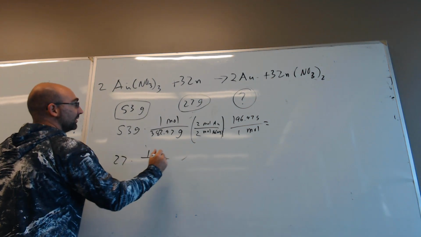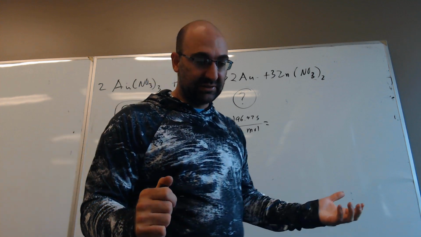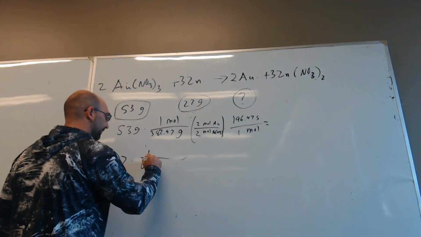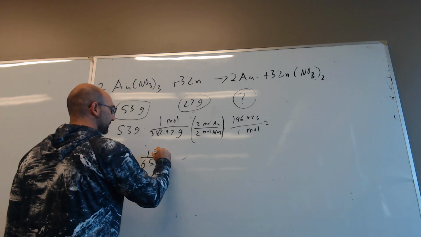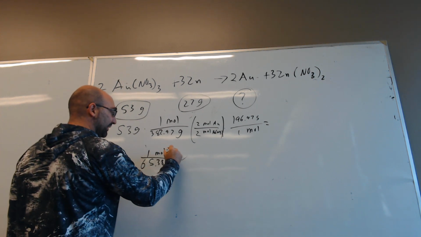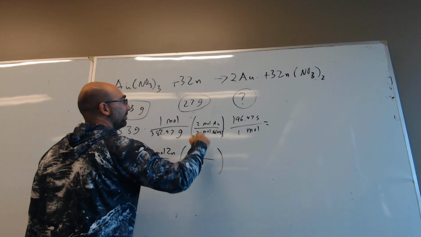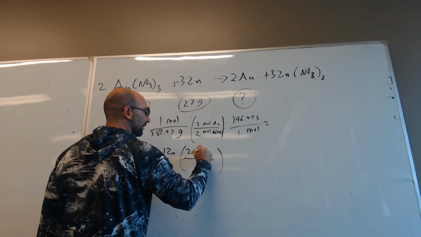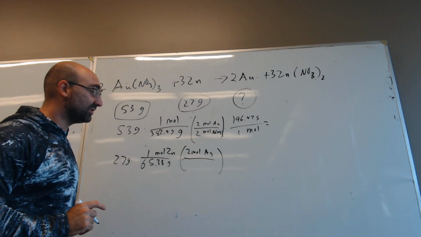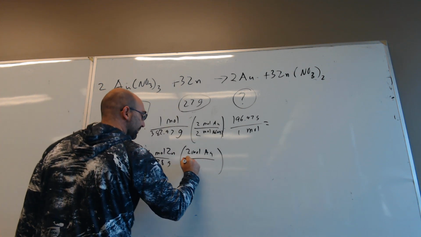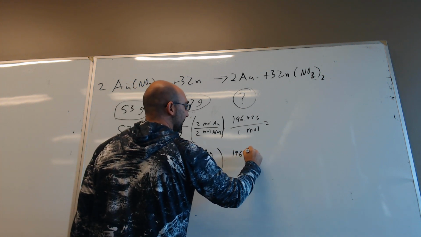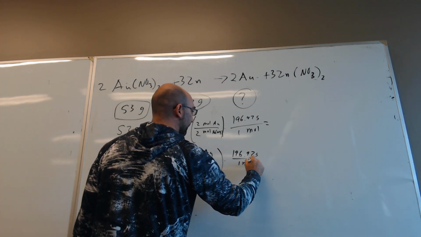27 times 1 over molar mass of zinc. Zinc in this case is 65.38. This is moles per gram, right? This is grams. I'm going to get rid of the grams to get moles of zinc. And then I'm going to multiply by 2 moles Au over 3 moles zinc. This one and this one should be the same in every balanced equation you do. And then multiply by 196.97 grams per 1 mole.